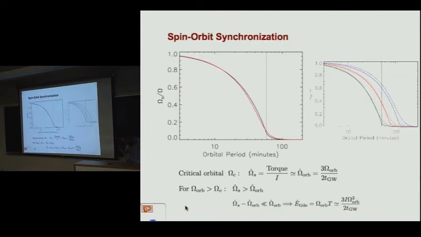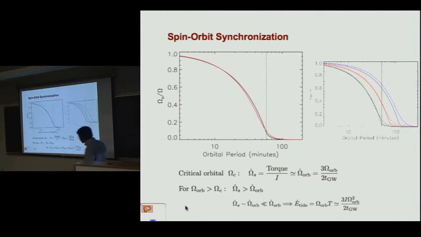Okay, so we can now look at the spin-orbit synchronization problem. As the orbit shrinks, the orbital frequency is going up. We would like to know whether the tidal torque acting from the companion on the spin of the star, which will try to spin up the star, is large enough to effectively synchronize the spin of the star. We can look at how the system evolves. The spin frequency evolves because of the tidal torque, and the orbit is evolving because of gravitational radiation still.